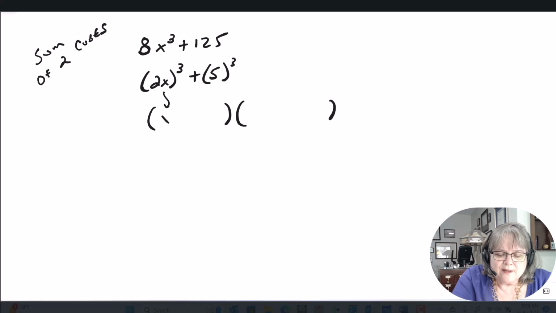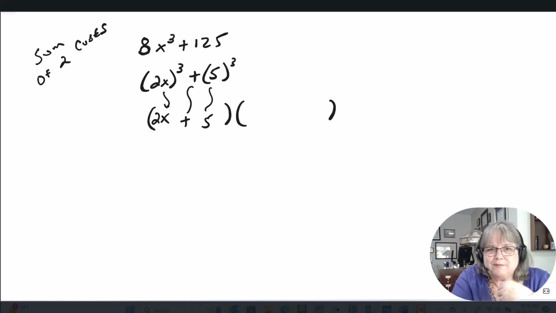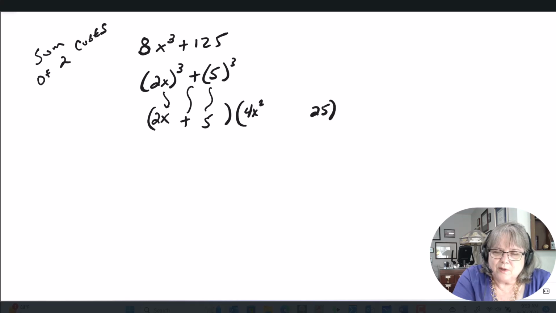So the 2x comes down, this 5 comes down, this plus comes down. So you show me the cubes and then you drop them. All right? You take the term in the front, square it, and put it in the front. You take the term in the back, square it, and put it in the back. Front times the back goes in the middle. If this sign is a plus, this sign is the opposite, and this sign is always positive.